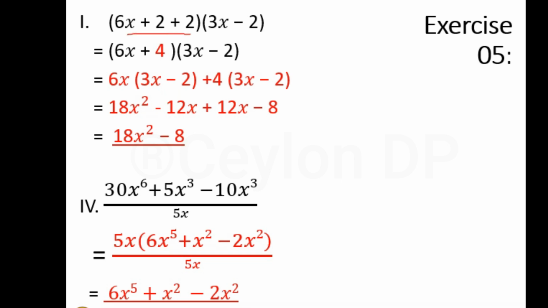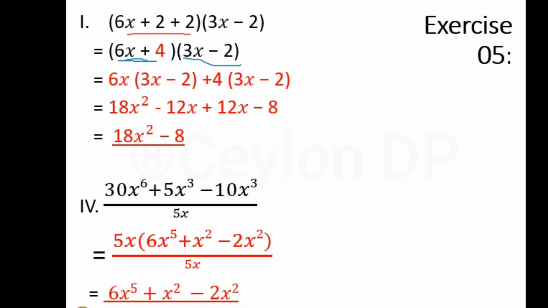Here, inside the bracket, some kind of relationship is there. It means 6x plus 2 plus 2, if you add, plus 4 is there. And when you are multiplying, each expression has to be multiplied by the next bracket. Therefore, 6x multiplied by 3x minus 2, plus 4 multiplied by 3x minus 2.